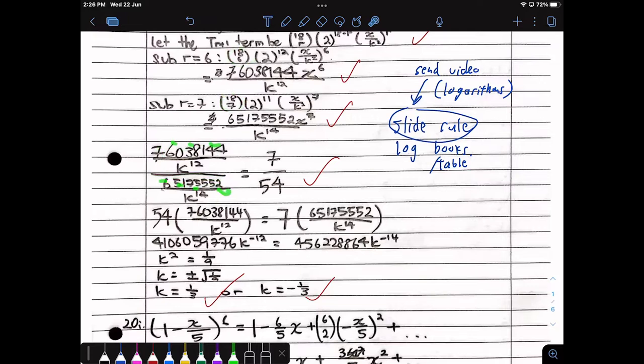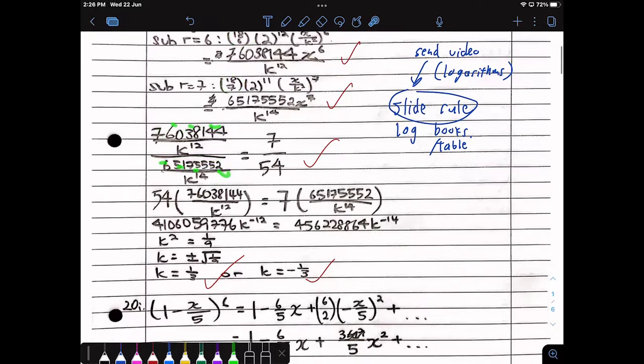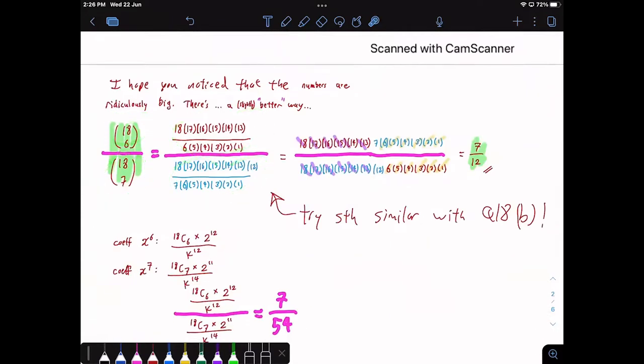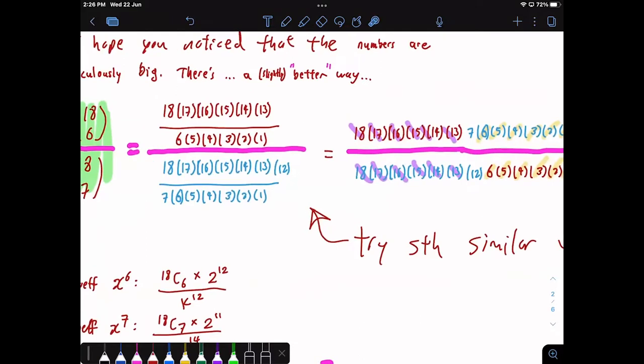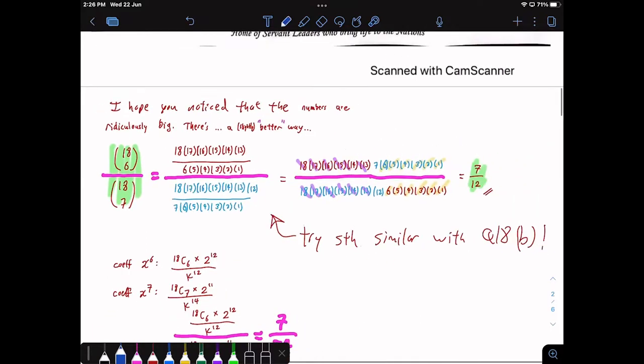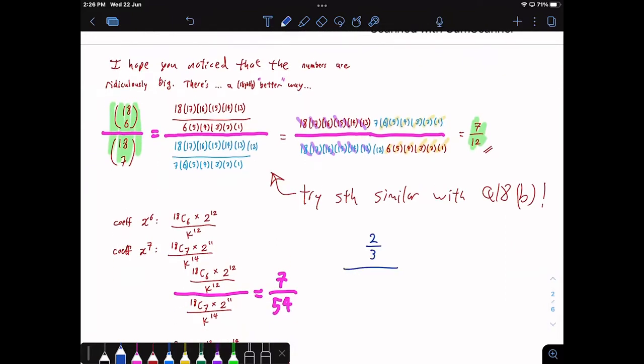Then I think you should realize that a lot of them are the same, right? As what I have written down over here. A lot of them are the same. Do you know how to simplify this? This one goes here, this one goes there. Okay, I'll show you a simpler case. Let's say you got 2 over 3 divided by 5 over 7. Do you agree that it is 2 times 7 over 5 times 3?